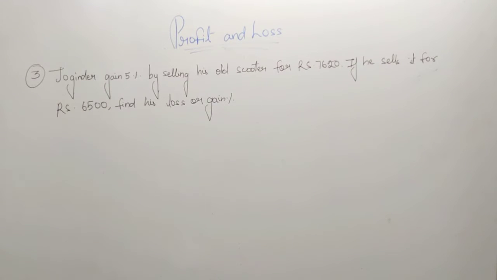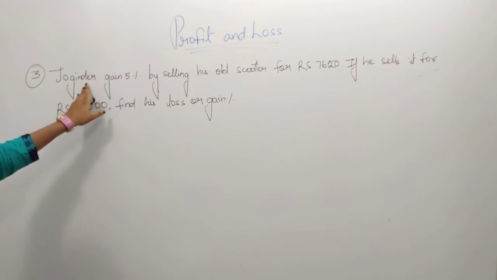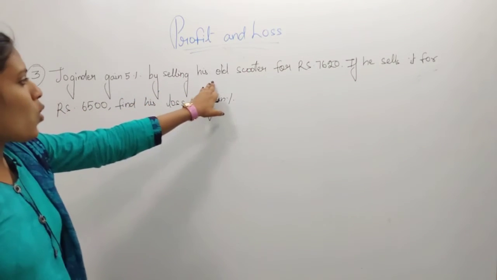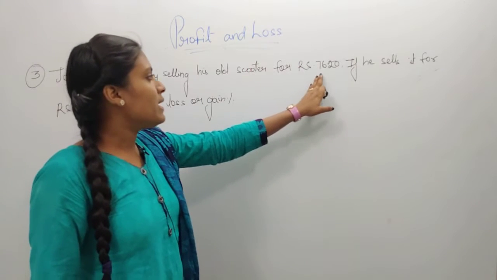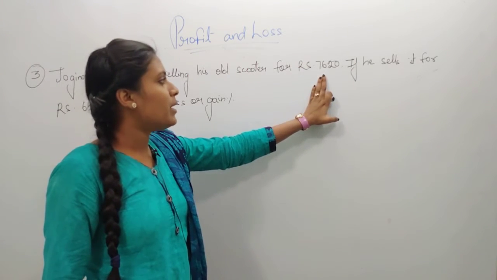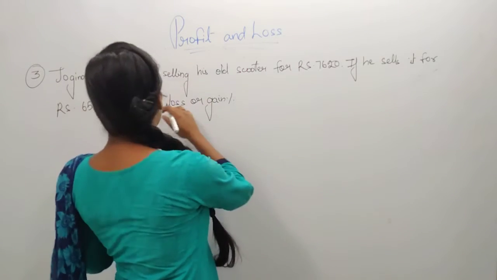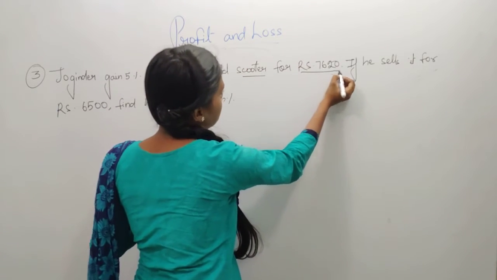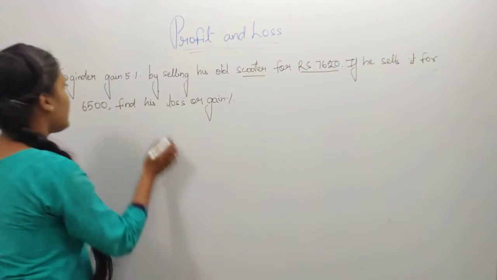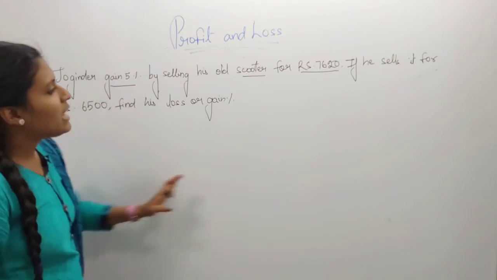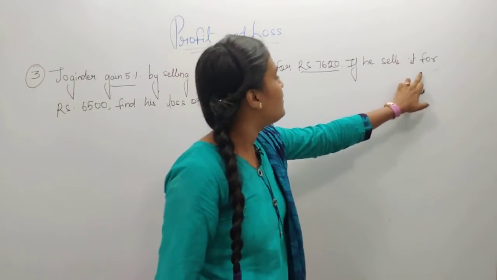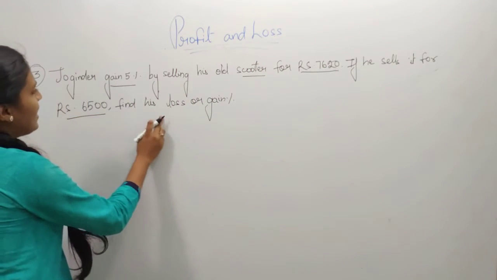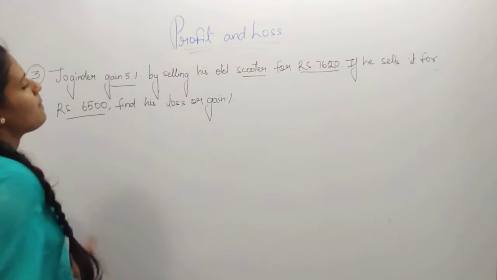Okay, what is the next question? Jogender gained 5% by selling his old scooter for rupees 7,620. Jogender sold his scooter for rupees 7,620 at the gain of 5%. If he sells it for rupees 6,500, find his loss or gain percent.